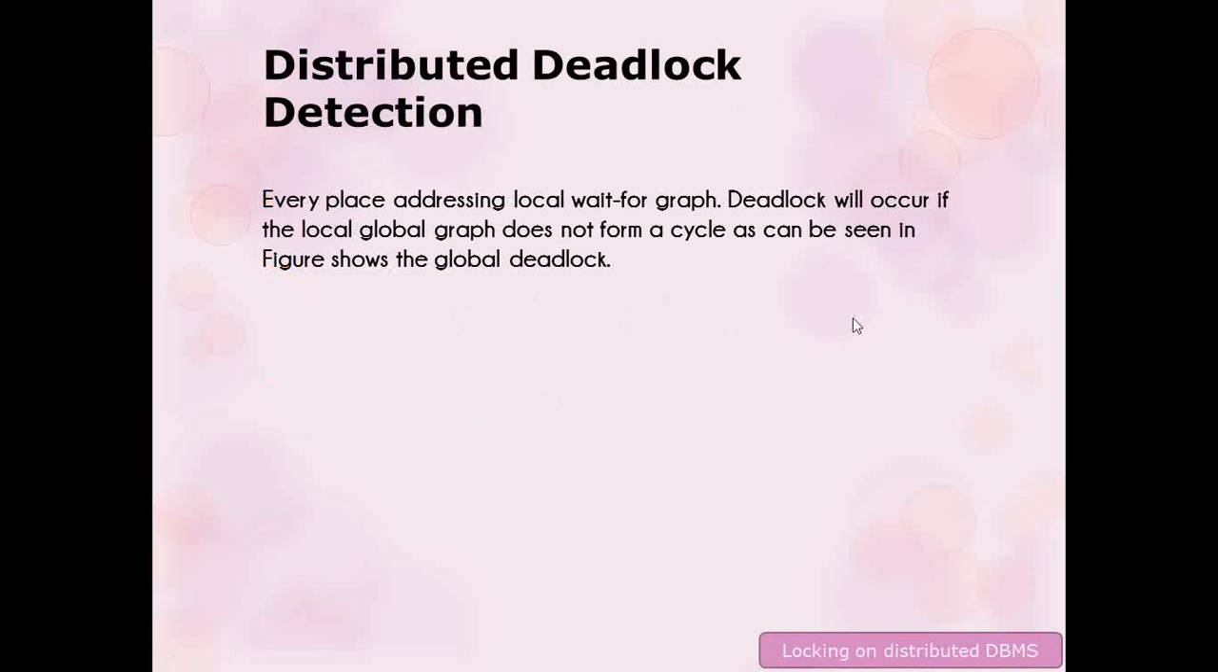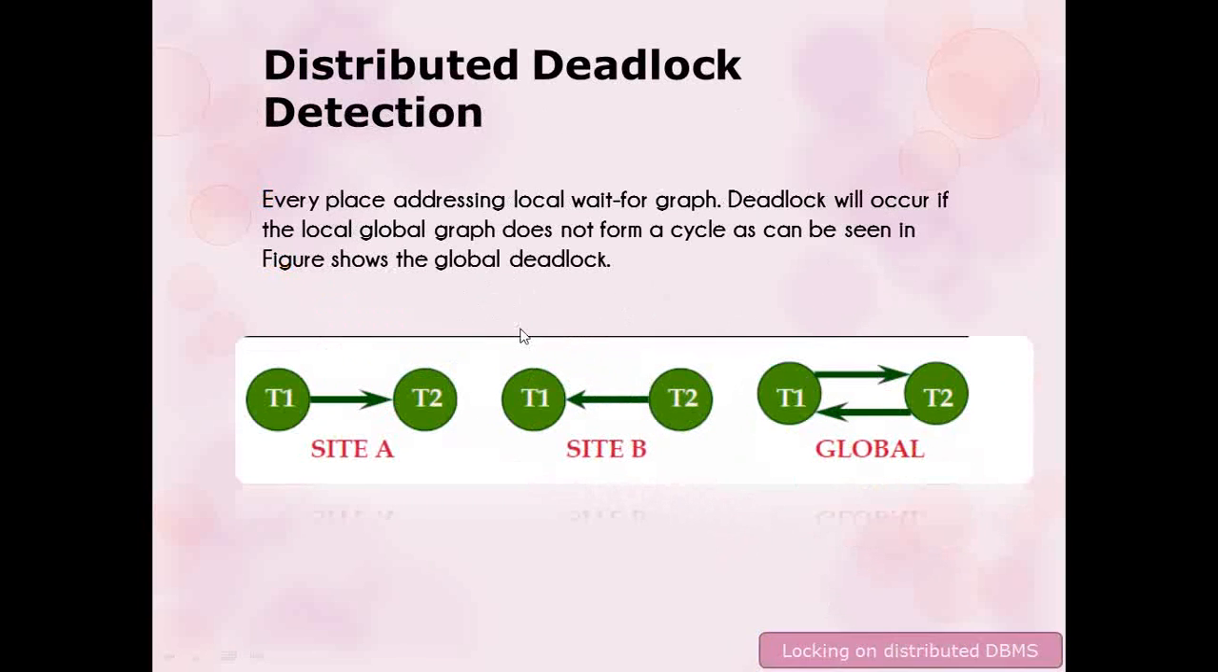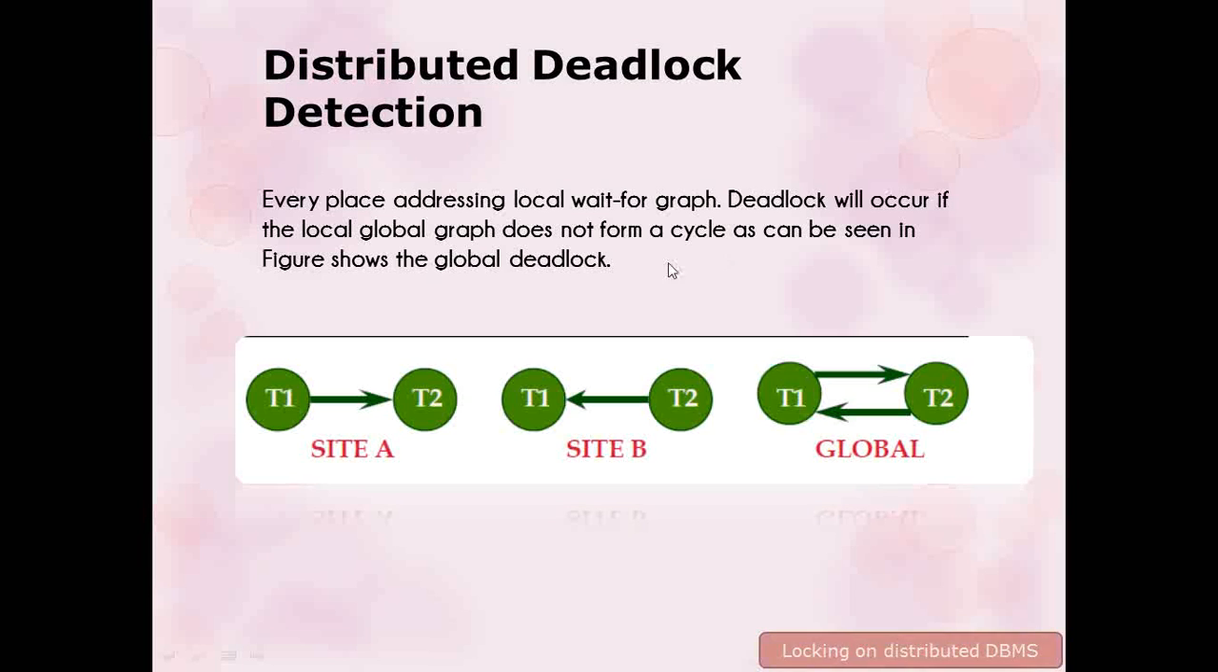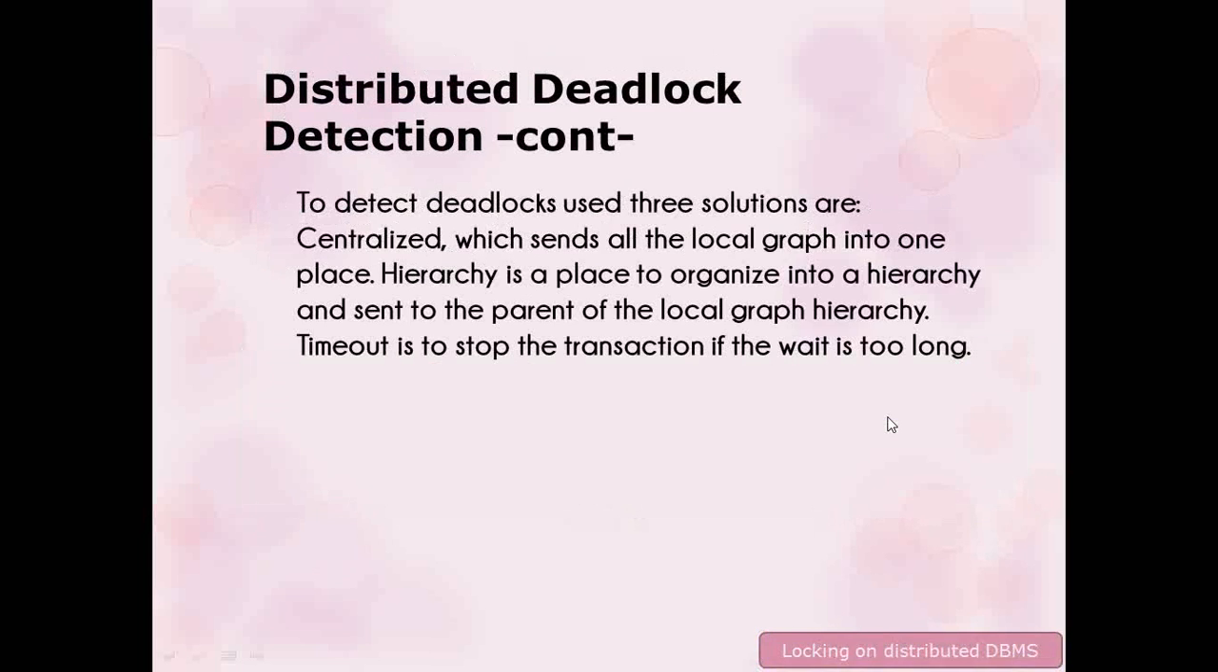Distributed deadlock detection. Every place maintains a local wait-for graph. Deadlock will occur if the global graph forms a cycle, as can be seen in the picture showing the global deadlock. At site A, T1 waits for T2, at site B, T2 waits for T1, and globally like this. It will be detected as deadlock.